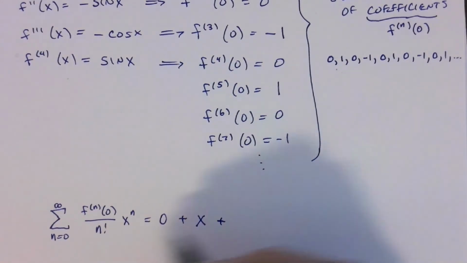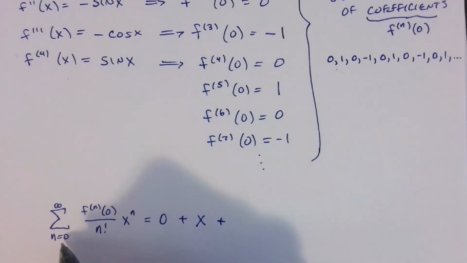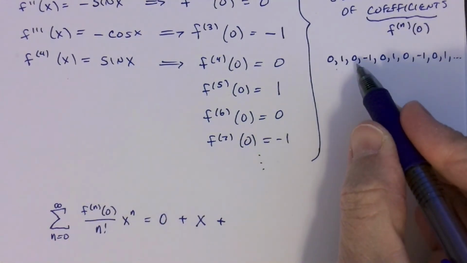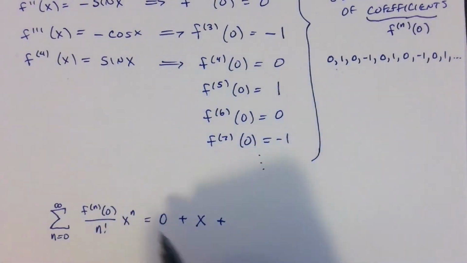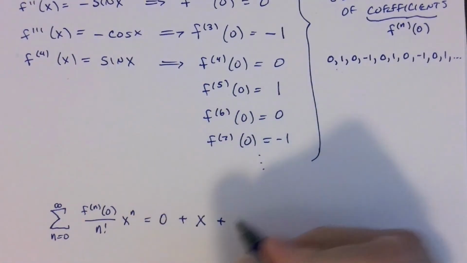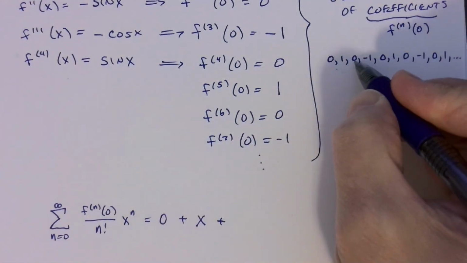Plus what? The third one. n is 2 in this case, right? That's our third one, because we're starting at 0, right? So this is n is 0, n is 1, n is 2. But that's the third one in this list. It's 0 again, right?